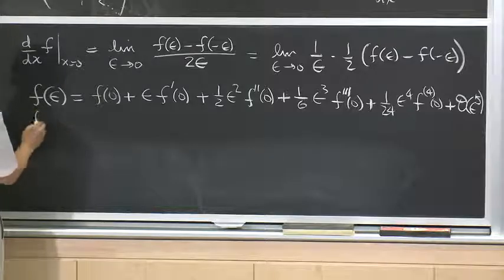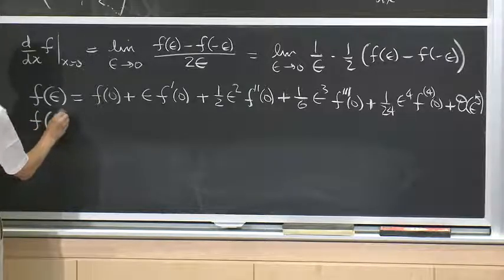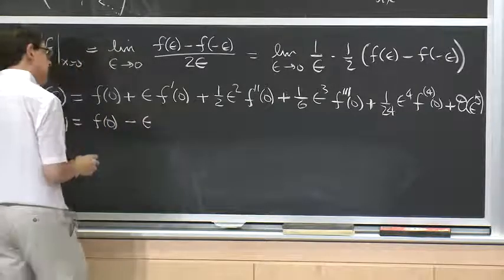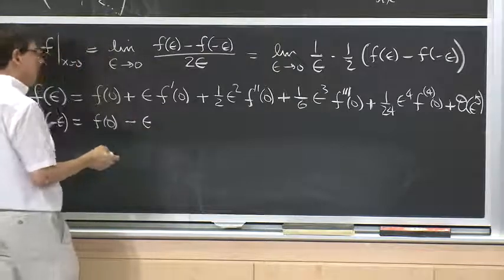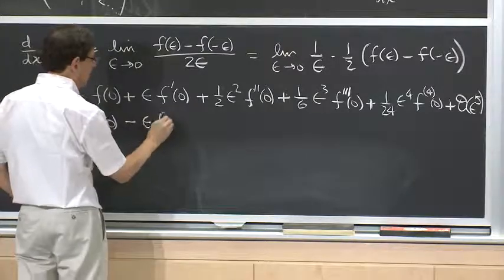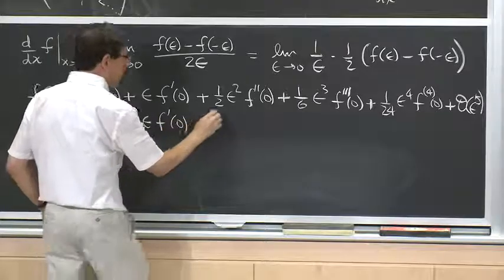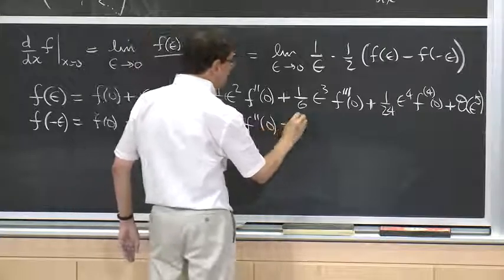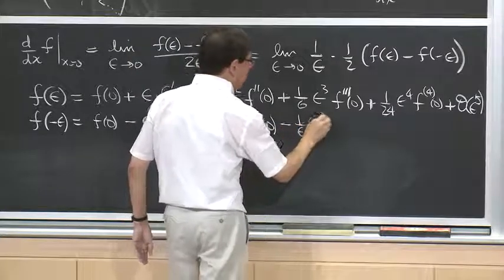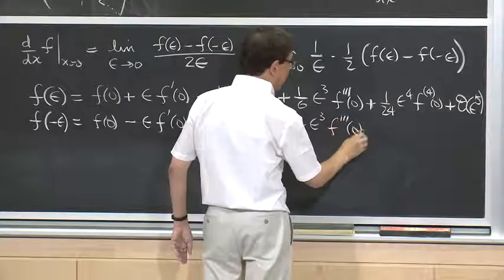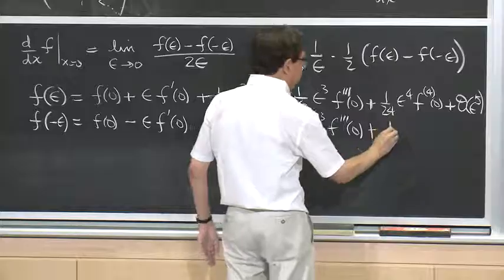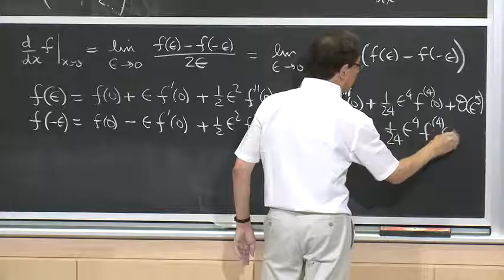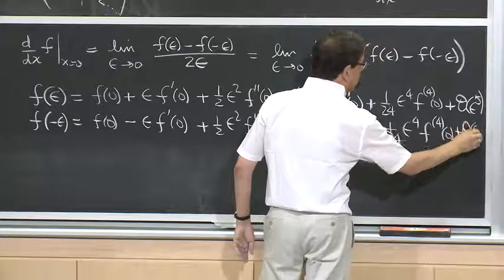If I go here, I can write also what is f of minus epsilon, and that's f of 0, and the even powers of epsilon remain the same. The odd powers change sign, so you change sign for the first derivative, you don't for the second, you change again for the third, and you don't for the fourth. Plus order epsilon to the 5th.